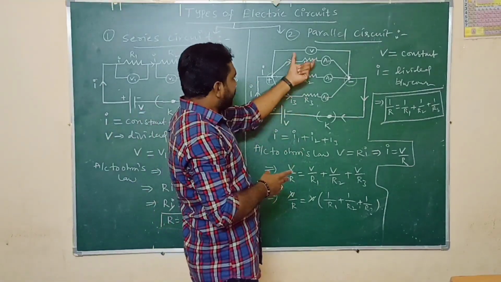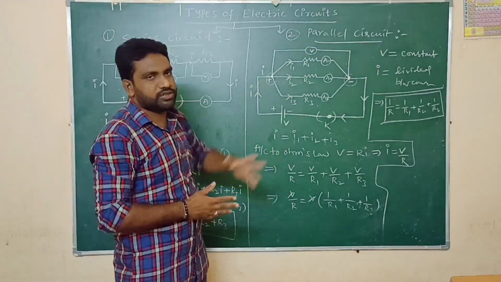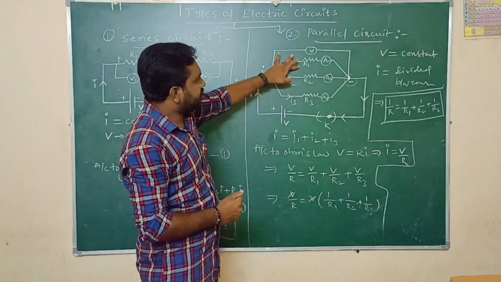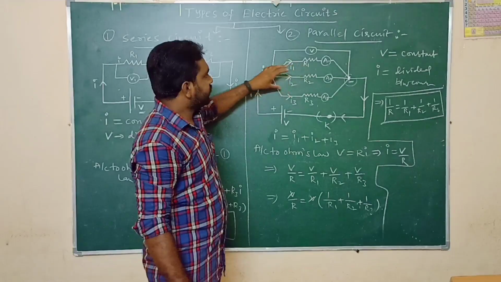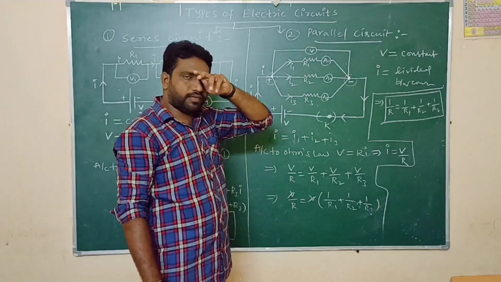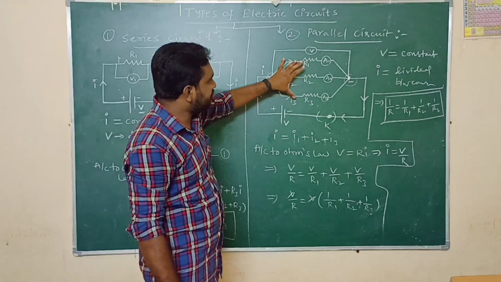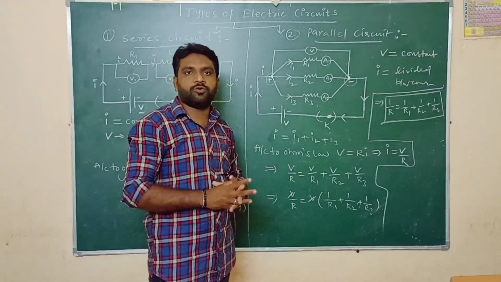Next, if we consider this diagram, in a parallel circuit the total resistance of the circuit is going to decrease. Why is it decreasing? If we connect the resistors in parallel, there are three ways, so there are individual paths for the flow of current. If we connect all these resistors close to each other, the cross-sectional area is going to increase.